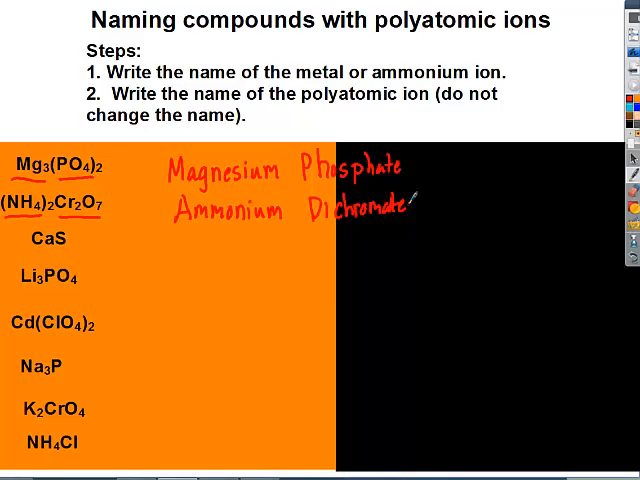Next one. CaS. Ca, that would name the metal first. So Ca, which is calcium. S. This is not a polyatomic ion. This is sulfur. Remember, if I have a metal and a nonmetal, just like this one, calcium and sulfur, I need to change the end of sulfur. And I'm going to change it to what? Remember, you have to change the ending. IDE. Sulfide. I changed it to IDE at the end. Sulfide.